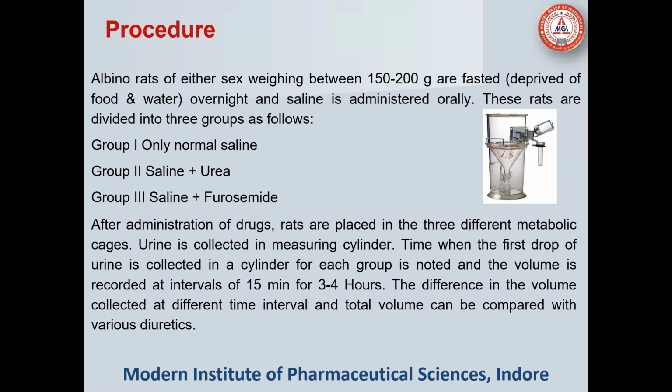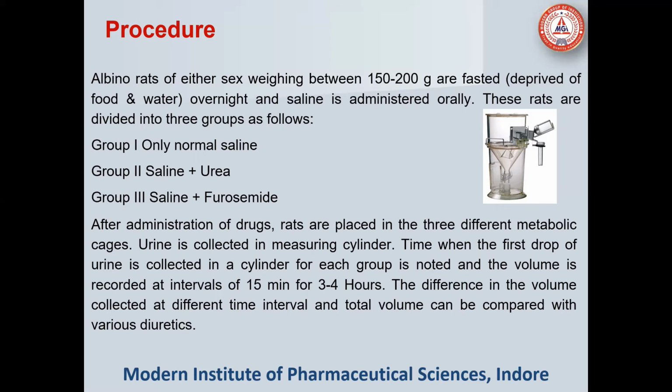As we know, urea is a diuretic agent and comes under the category of osmotic diuretics. It increases the urine volume with the help of the osmosis process. And furosemide is also a diuretic, known as a loop diuretic, which increases the diuretic action by blocking the sodium potassium chloride co-transport channel present at the lumen.